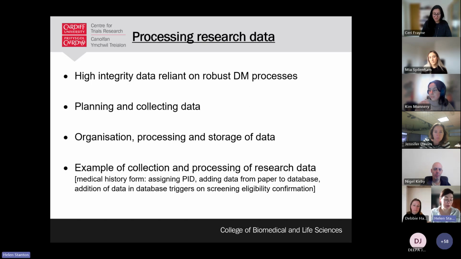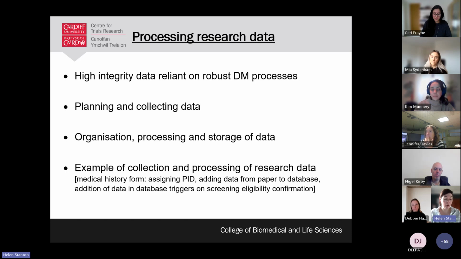Sorry, I hadn't switched to the next slide. So as an example here of collecting research data would be recording a person's medical history when registering them onto a clinical trial, and then using a case report form. And then an example of data processing in this context could be numerous. It could mean swapping the participant's name with a unique identification number to maintain their anonymity in the study.